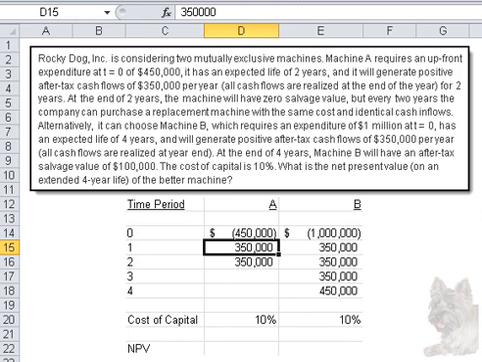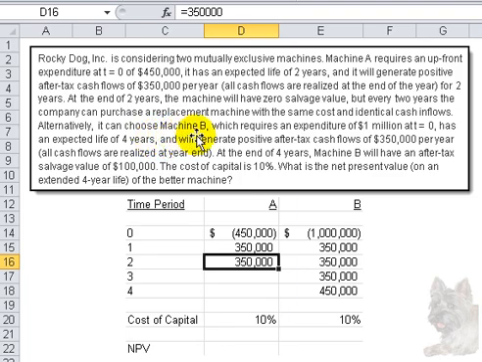$350,000 positive at the end of year 1 and $350,000 at the end of year 2. Okay, at the end of 2 years, it says here the machine will have zero salvage value, but every 2 years the company can purchase a replacement machine with the same cost and identical cash flows. Let's keep that in mind.